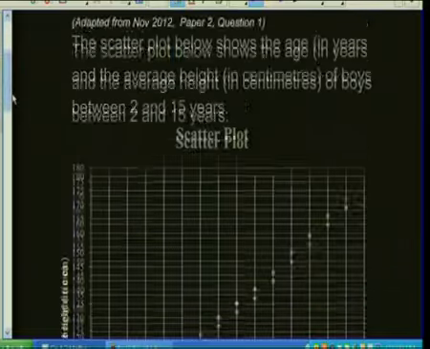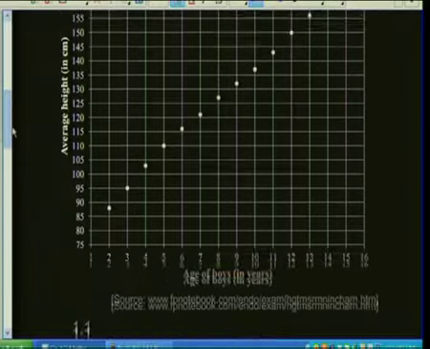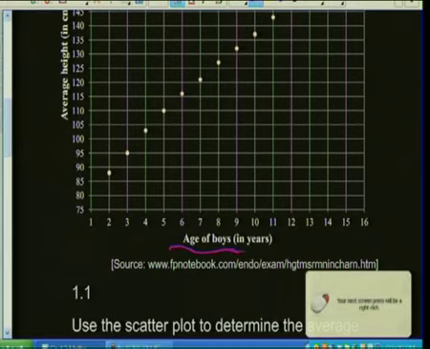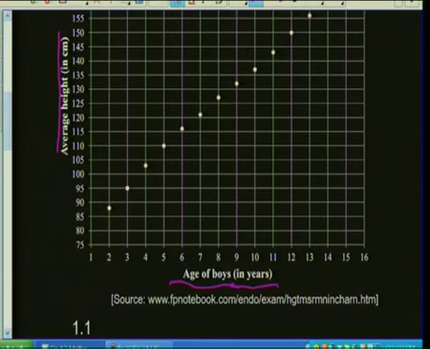Now, read this. The scatter plot below shows the age in years and the average height in centimeters of boys between the ages of 12 and 15. Let's see what we have here. On the x-axis we have ages in years, and on the y-axis we have the height of a boy. So for any x value, the output on the y is the height of the boy. Let's see what they want here.